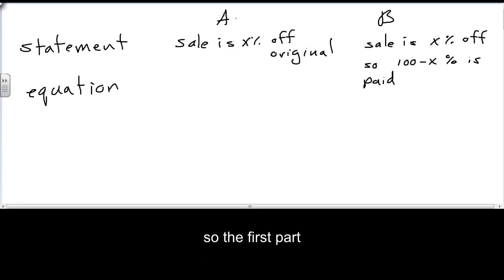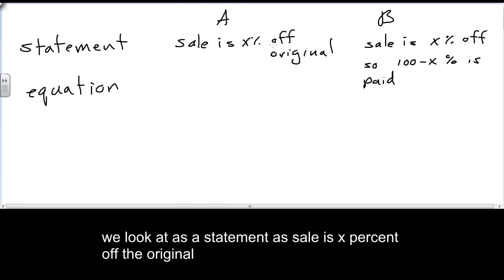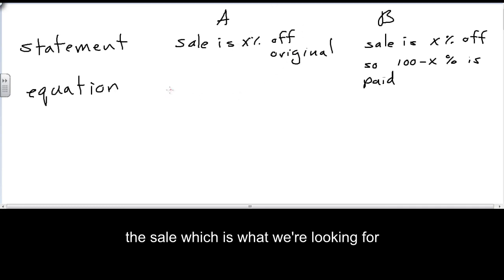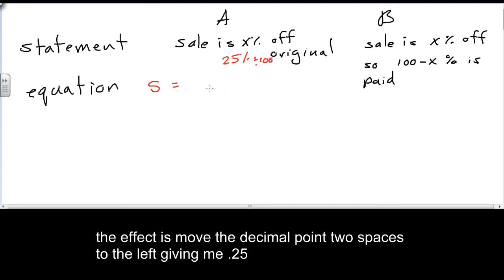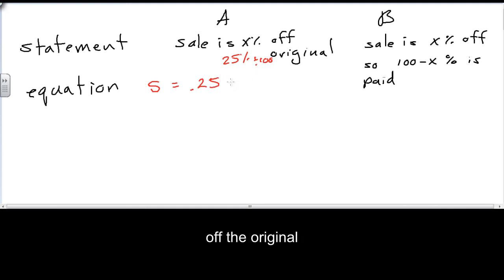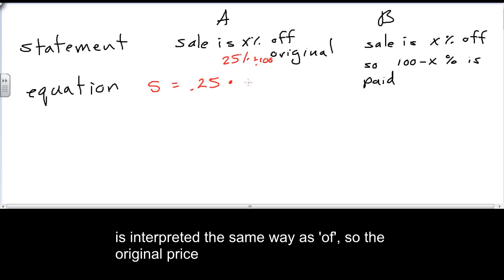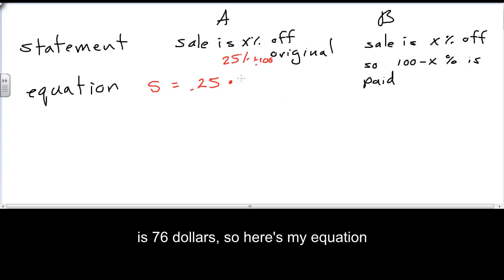So the first part, we look at it as a statement: the sale is X% off the original. So in this case, the sale, which is what we're looking for, I'll call it S, is equal to X%. I know what that is, 25%. I need to change it to a decimal, so divide by 100. The effect is move the decimal point 2 spaces to the left, giving me 0.25. Off the original is interpreted the same way as of, so the original price is $76.